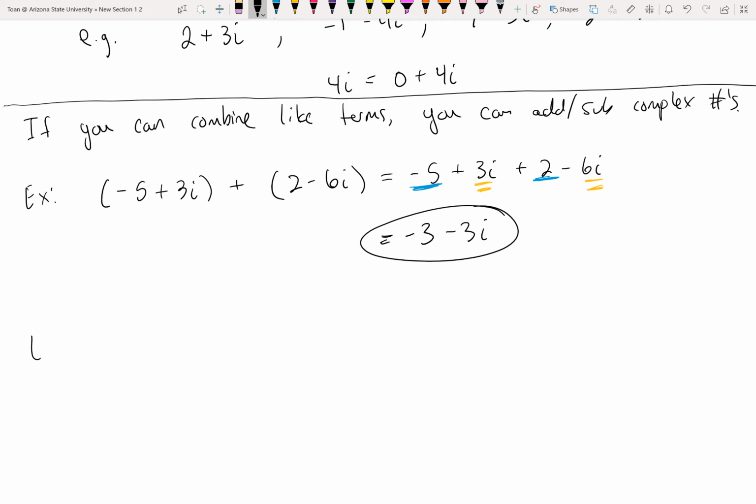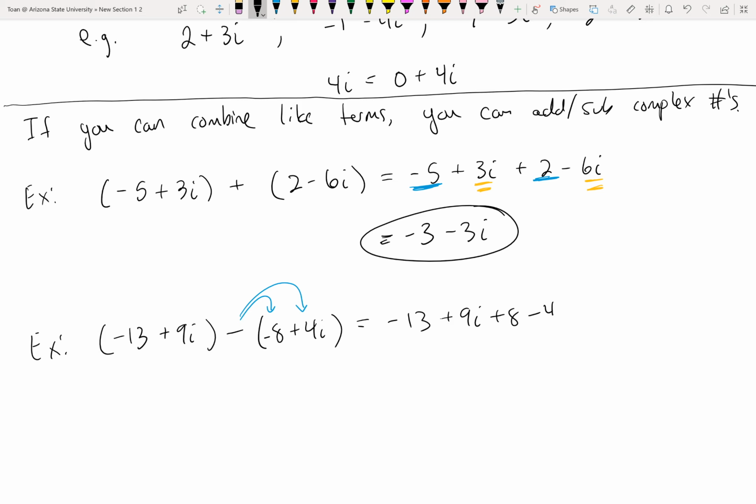A word of advice when it comes to subtraction. I typically just go ahead and subtract, but I'm okay with my pluses and minuses. If you know you are the type of student that makes some mistakes with subtraction, this is my advice to you. So let's say I wanted to subtract 8 plus 4i. Let's do a negative 8. Let's make it interesting. My advice to you is that for every subtraction problem, you go ahead and distribute the negative. So I rewrite this as negative 13 plus 9i as normal, but when I distribute the negative, negative times a negative 8 becomes a positive 8, negative times a plus 4i becomes a minus 4i. Then you go ahead and combine like terms. You don't have to do this. You can go ahead and straight up subtract, but if you know you make mistakes a lot, go ahead and take the extra step to distribute.